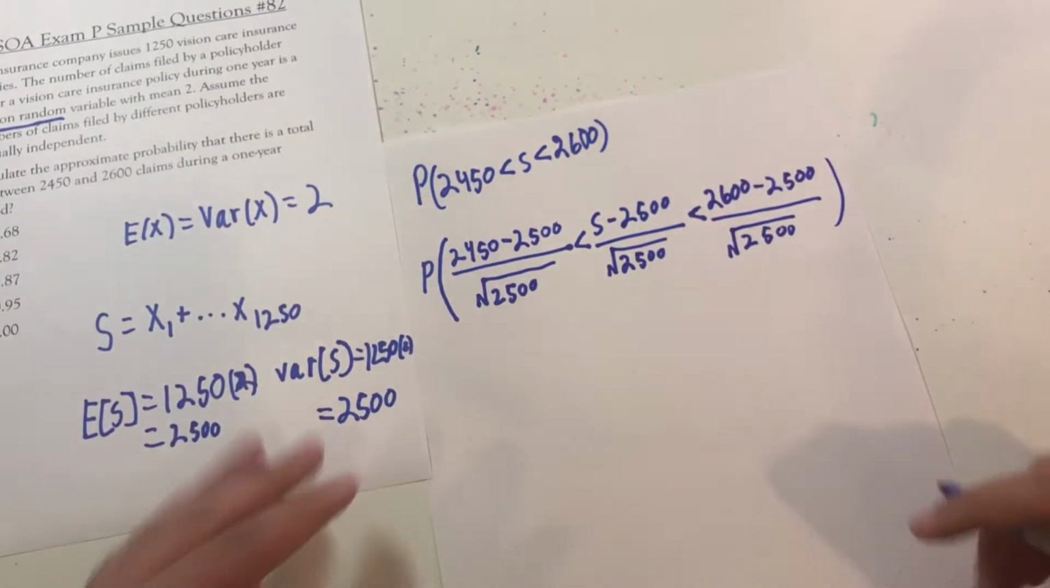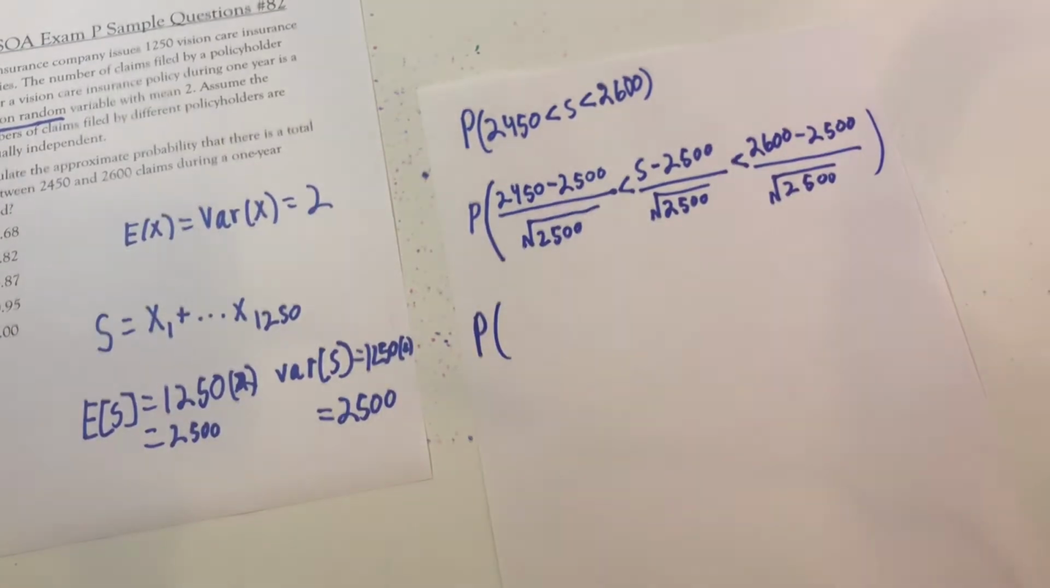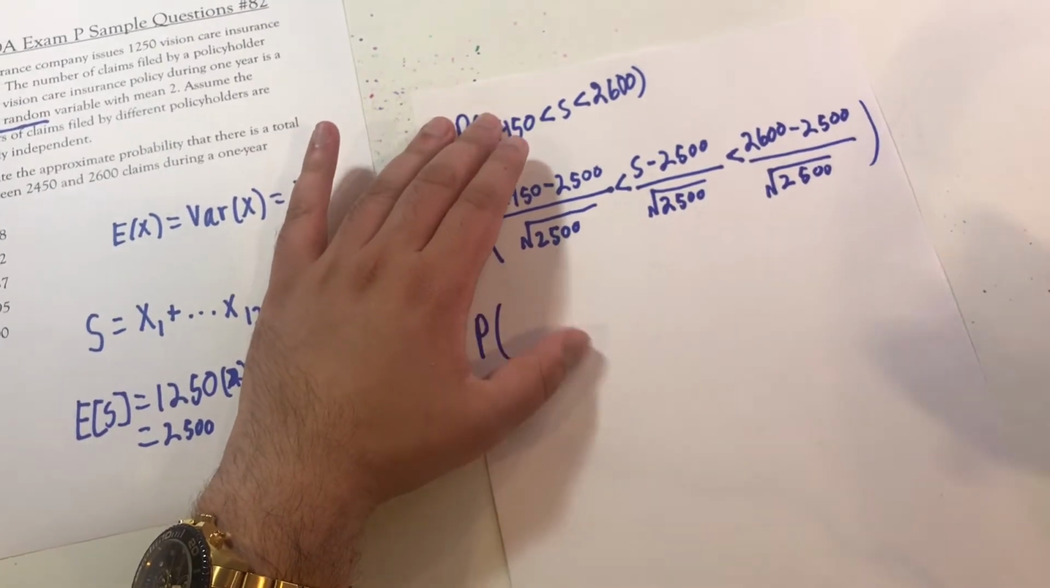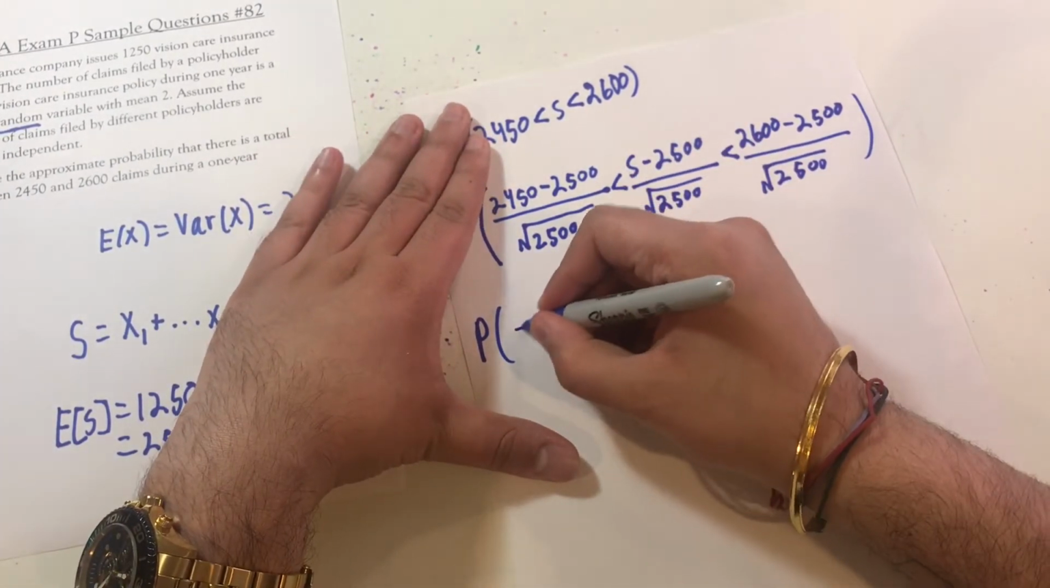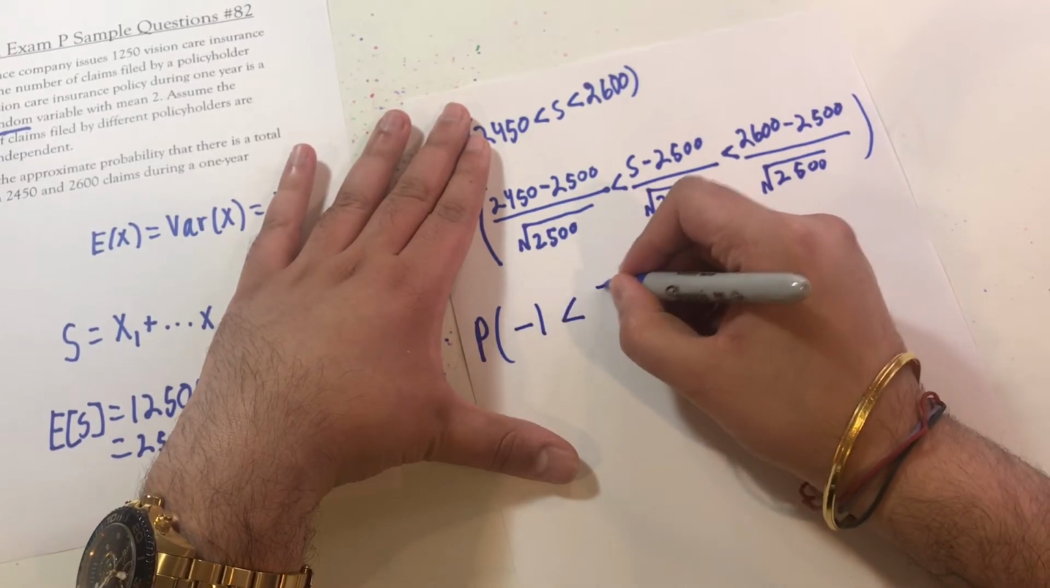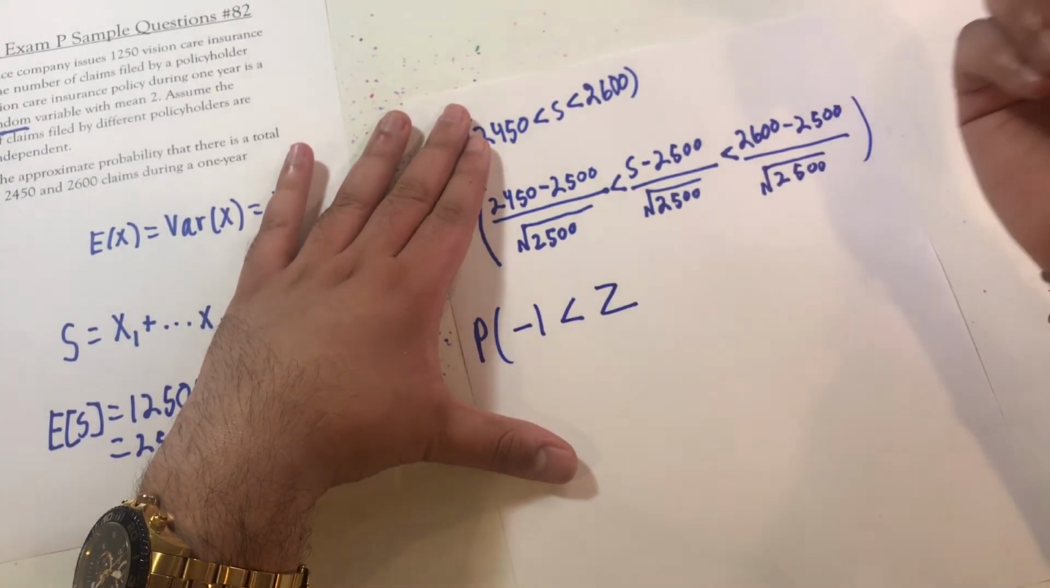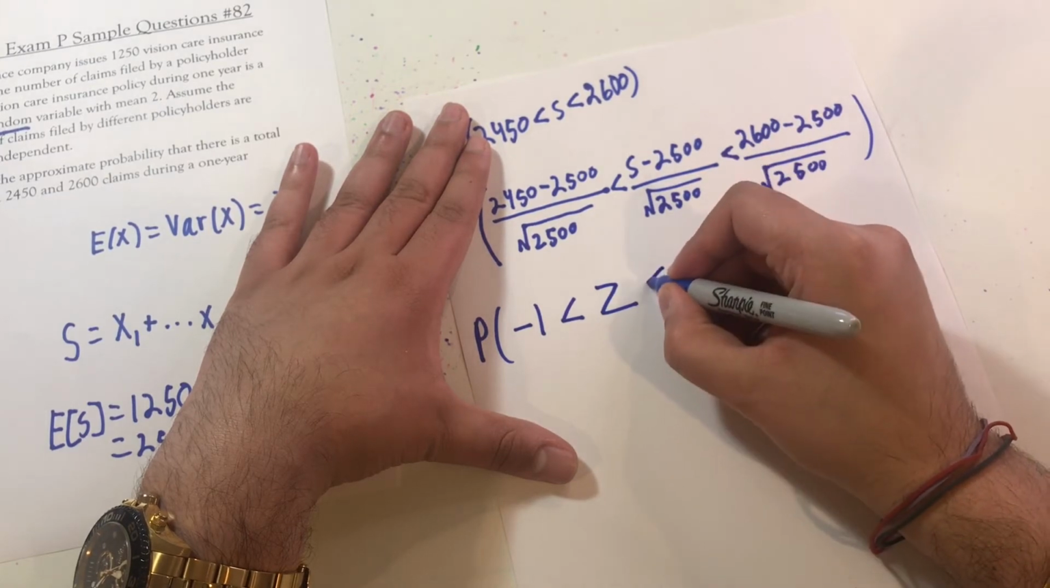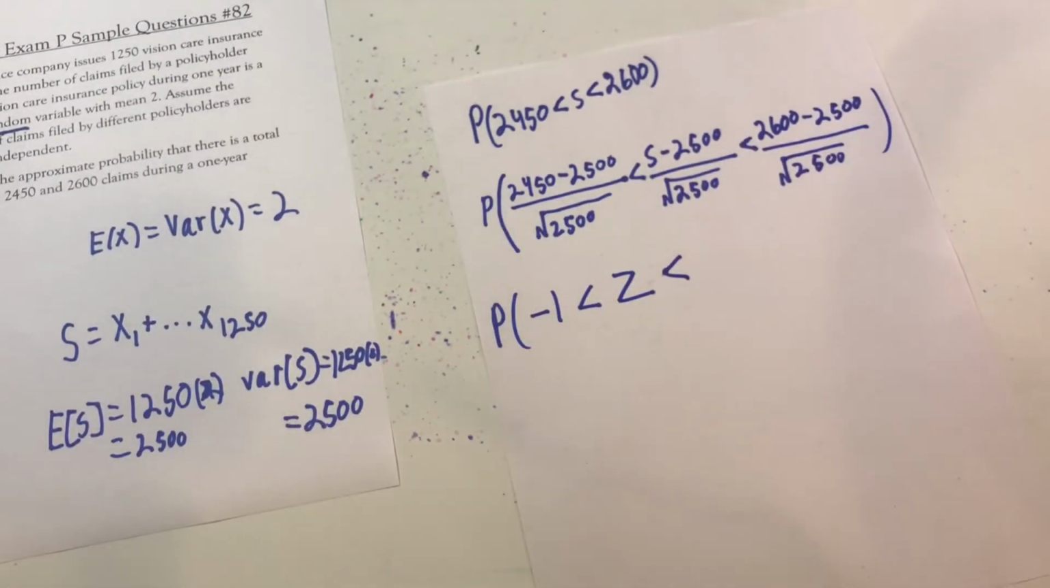Now I have to figure out the values for all these. So going to my good old TI-30, the recommended calculator for Exam P, I find that this value is -1, less than Z, right? I like just compressing all this. It's the z-score, easier to just call it Z, which is going to be less than, quick number change.